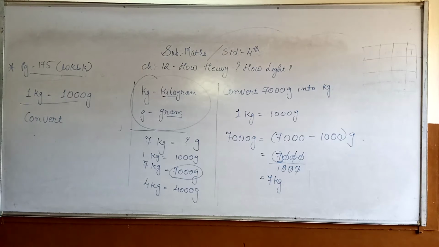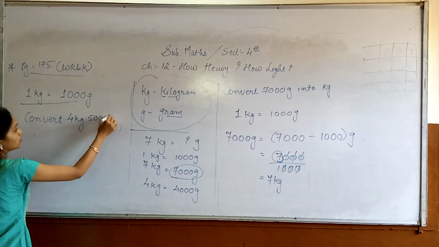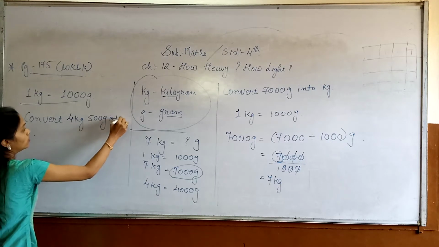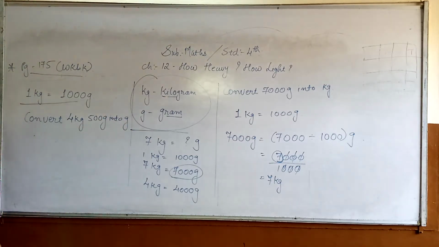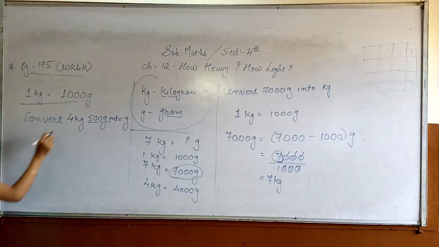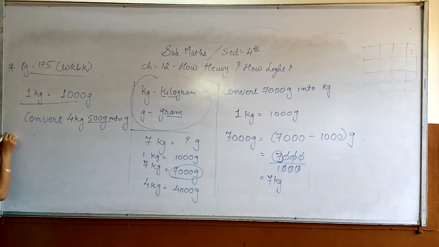Convert 4 kg 500 grams into grams. इसको ग्राम में कन्वर्ट करना है. 4 kg 500 grams को ग्राम में कन्वर्ट. See, this 500 is already given in grams. So हमें क्या करना है, 4 kg को पहले ग्राम में कन्वर्ट करेंगे, फिर इन सबको ऐड करेंगे. So here we will write 4 kg 500 grams. Okay, हम कन्वर्ट करेंगे अभी किलोग्राम से ग्राम में. तो पहले हम इसको लेंगे.